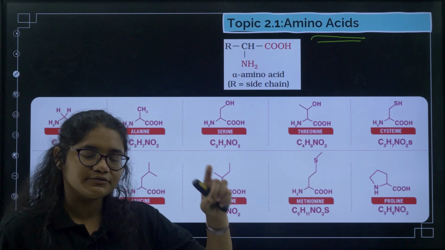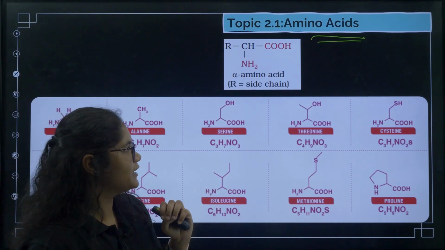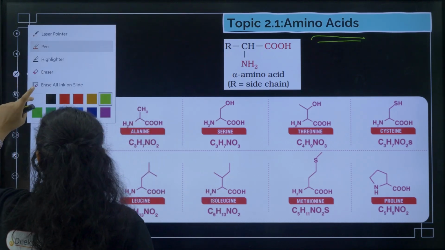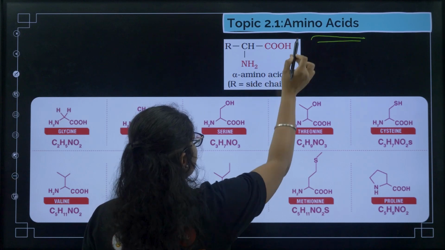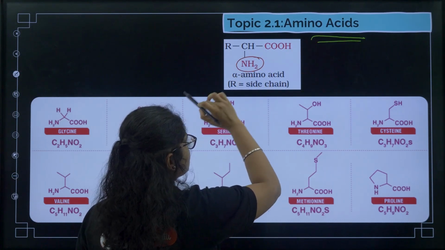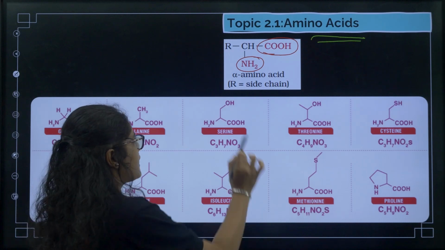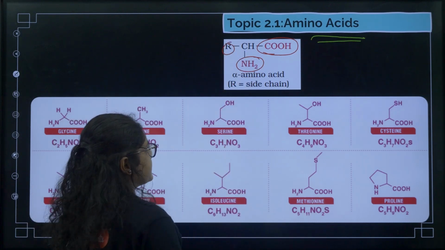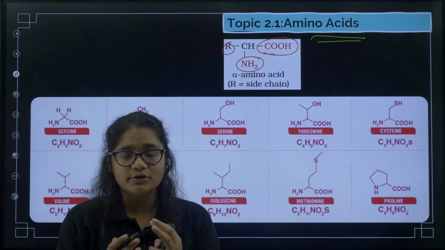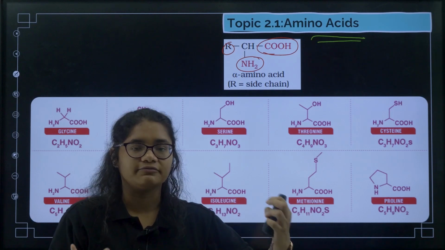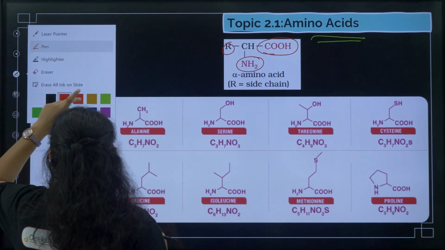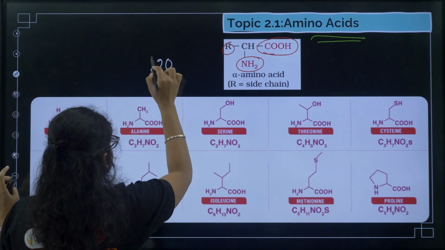Now what is the structure of an amino acid? An amino acid consists of 2 important components: amino means an amine group will be there, and acid means a carboxylic group is there. Then there is a carbon, a hydrogen and one R group. Based on these different R groups, we have a total of 20 amino acids.